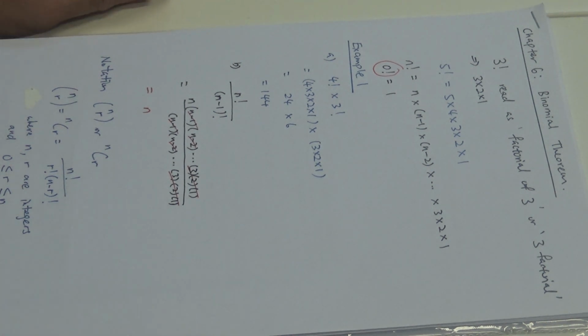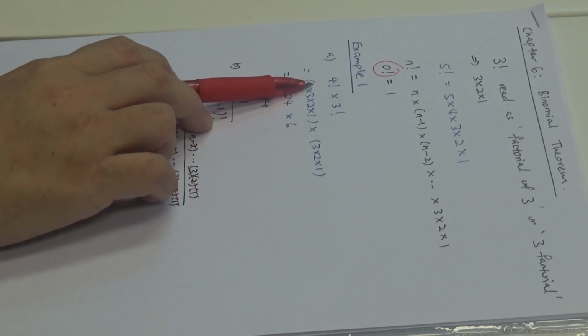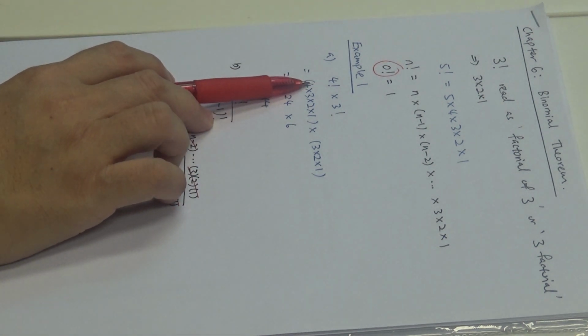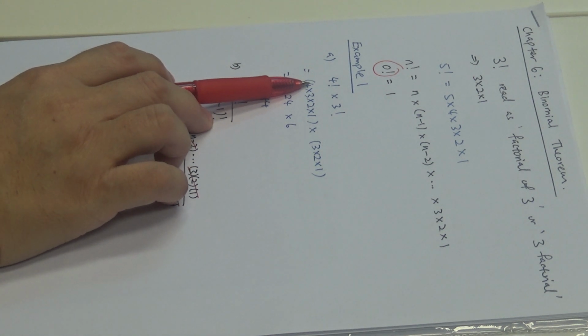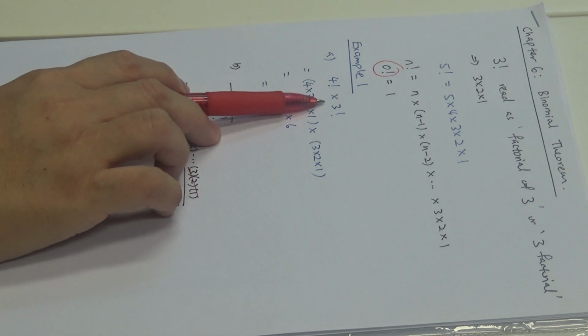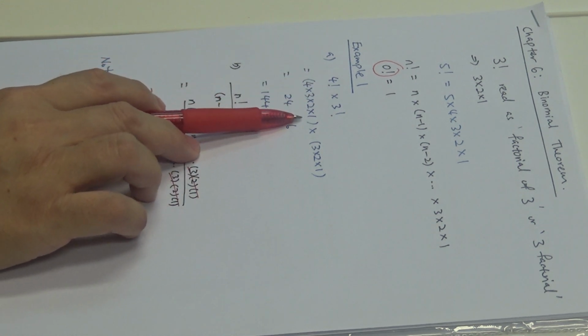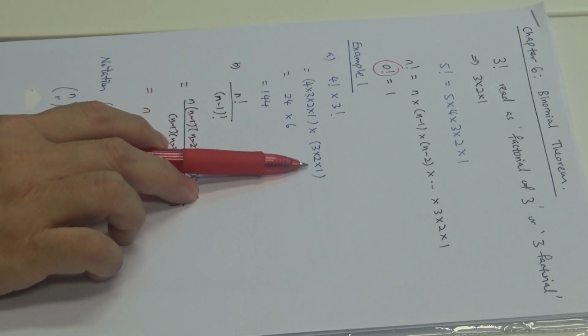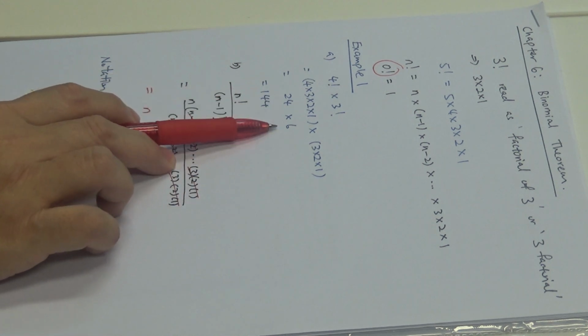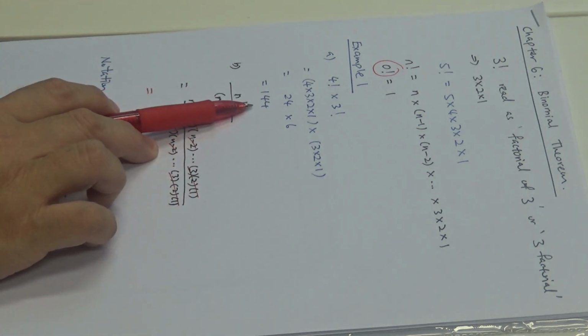Next we are going on to example 1, found on page 137 of your textbook. The question says, without using a calculator, evaluate 4 factorial times 3 factorial. We know that 4 factorial is 4, 3, 2, 1, and 3 factorial is 3, 2, 1. We find the answer and then the product. This will be 144 for example 1a.